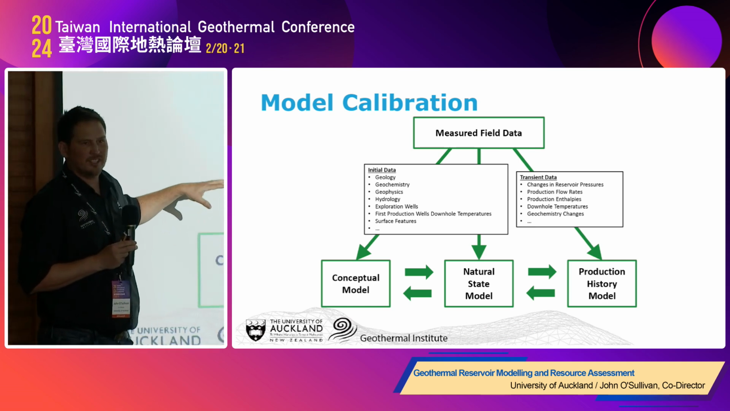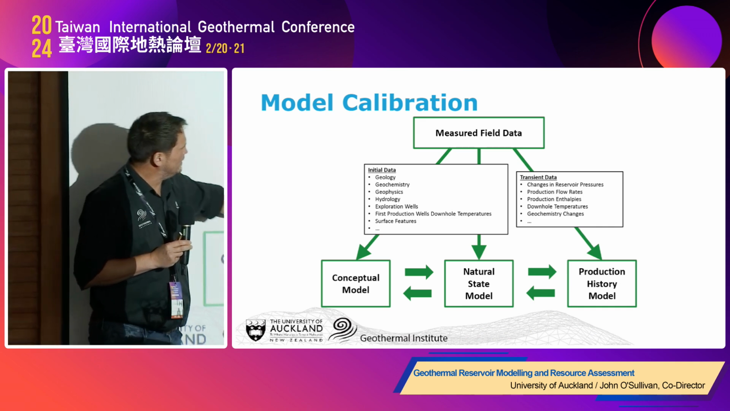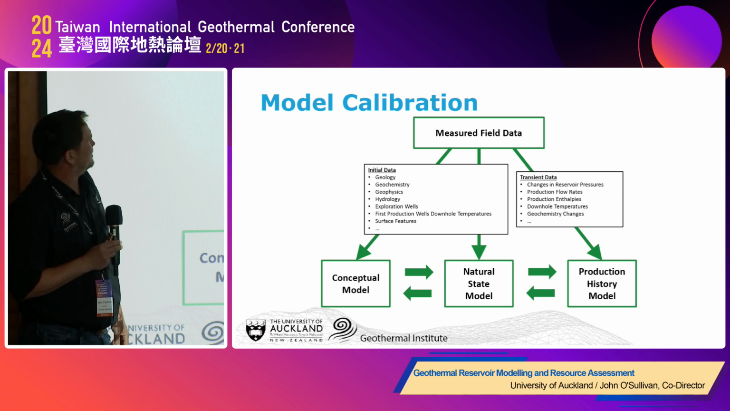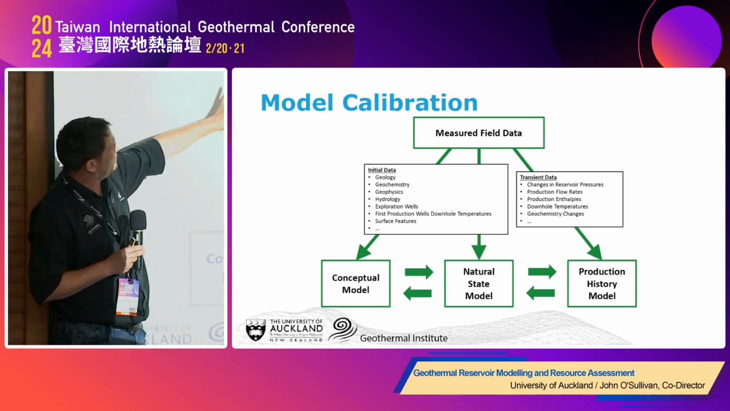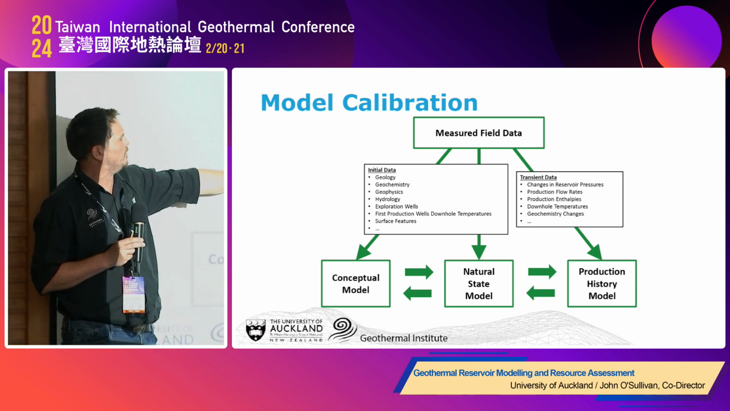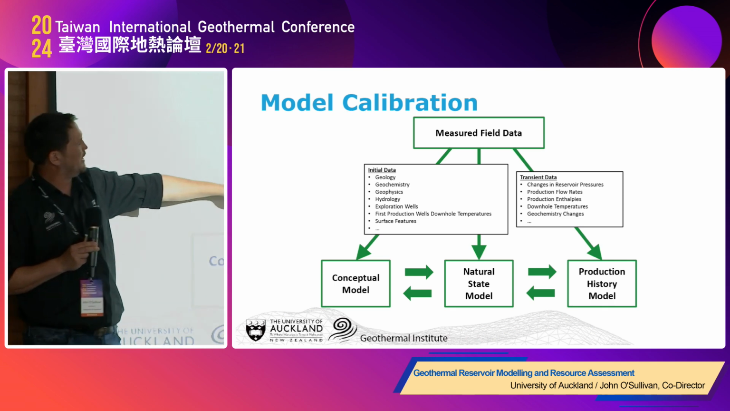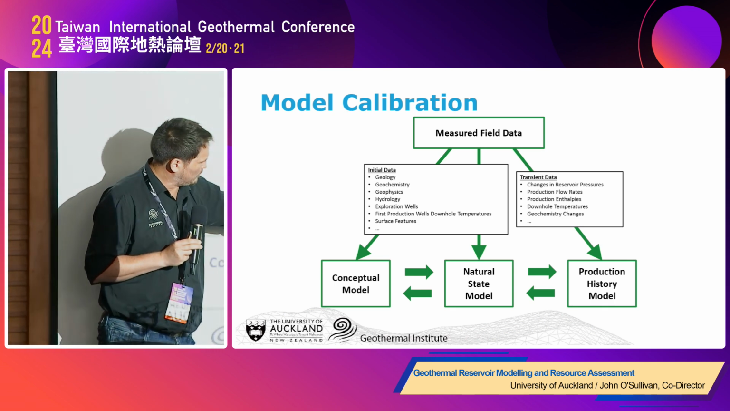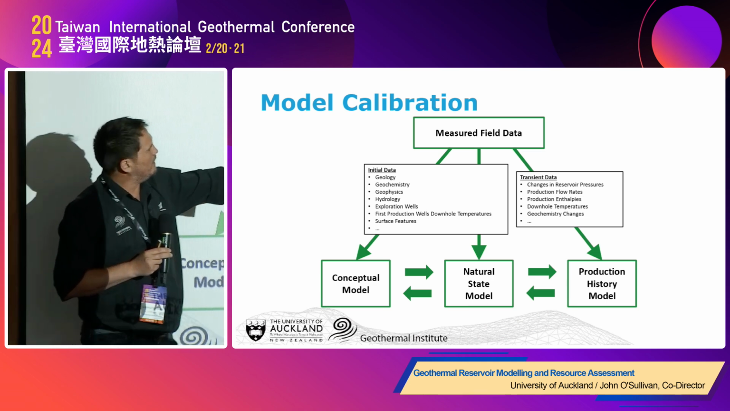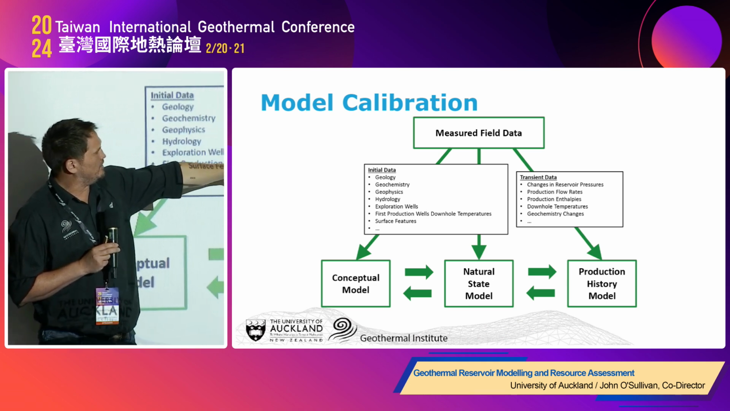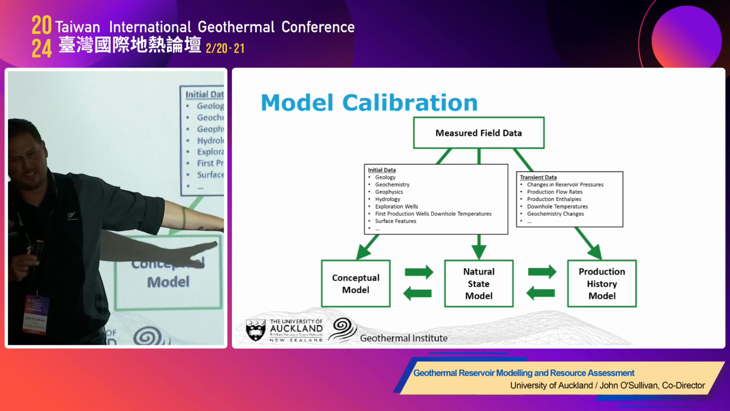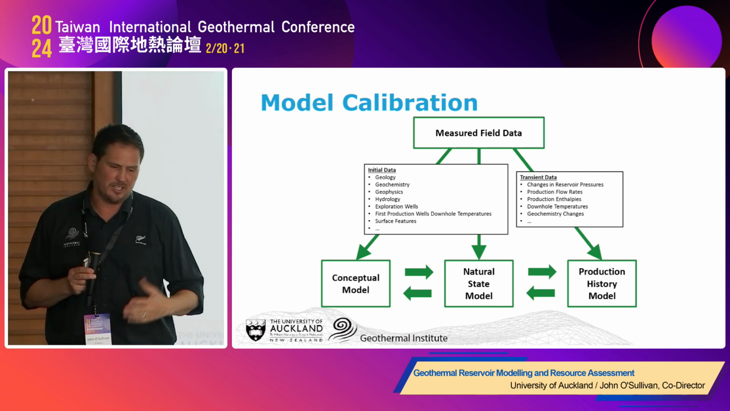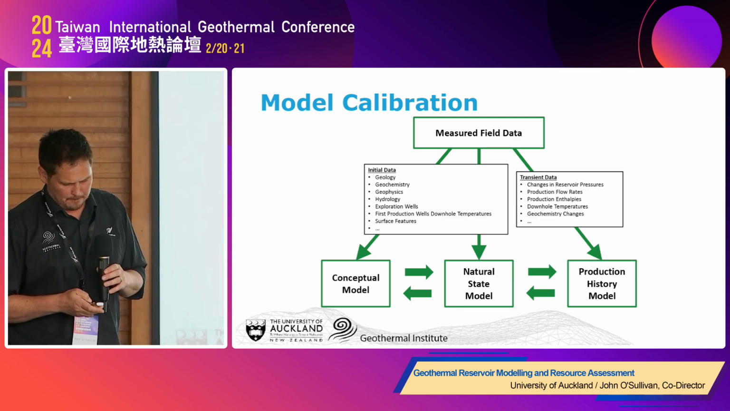So at this stage in Taiwan, we'll be looking mostly at these sorts of data and then possibly some early production flow testing, etc. So things like the geology, geochemistry, geophysics, hydrology, exploration wells, the first early production wells, downhole temperatures, surface features are all feeding into these conceptual model natural state. And then later on we'll look at changes in reservoir pressures, production flow rates, enthalpies, downhole temperatures and their changes, and changes in geochemistry, gravity, things like that.